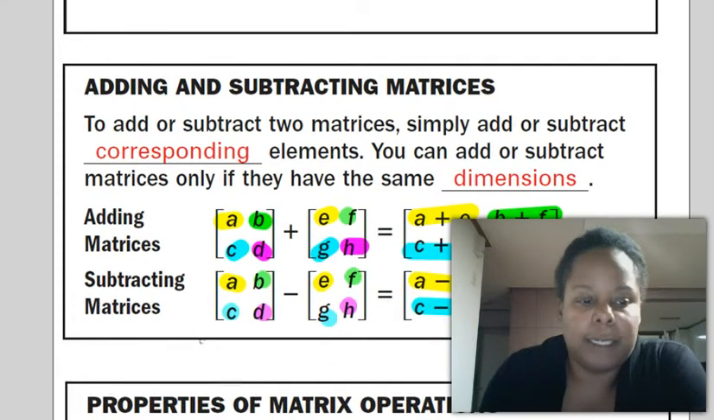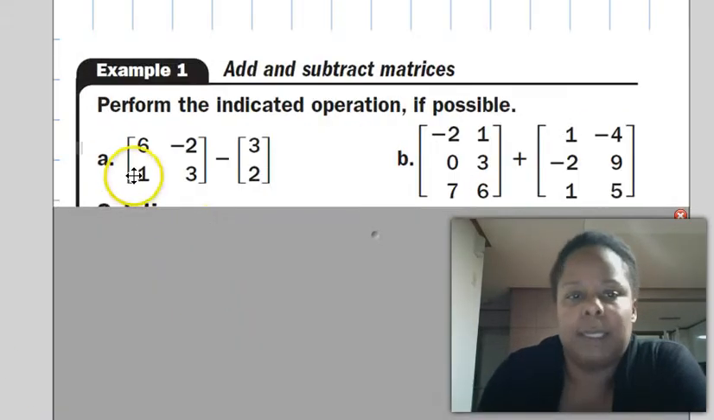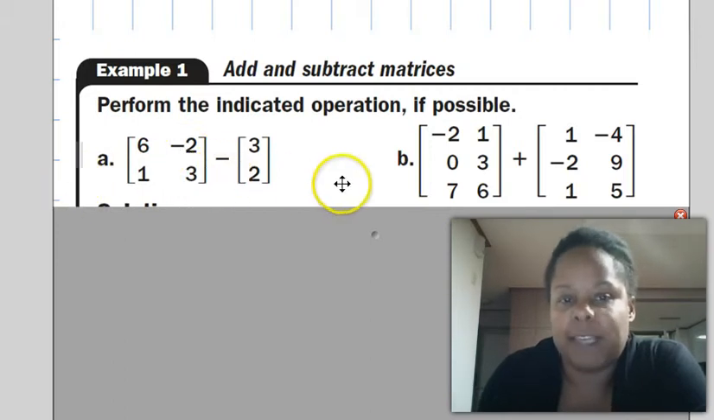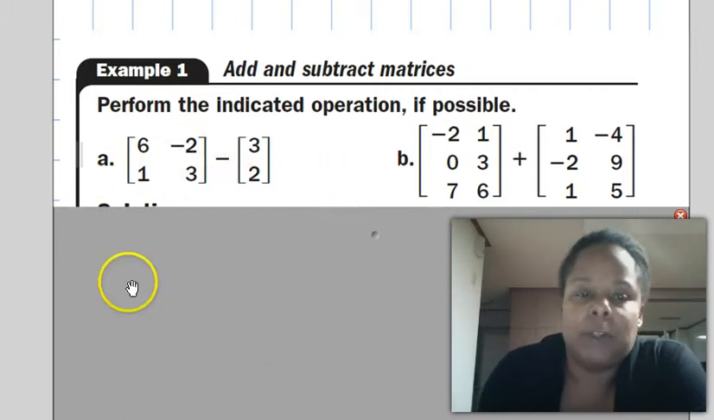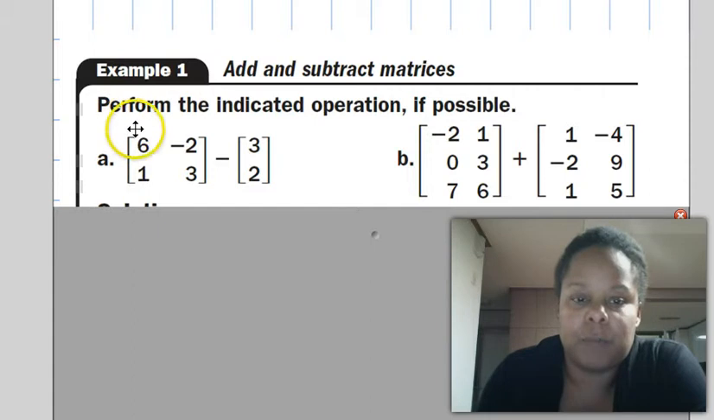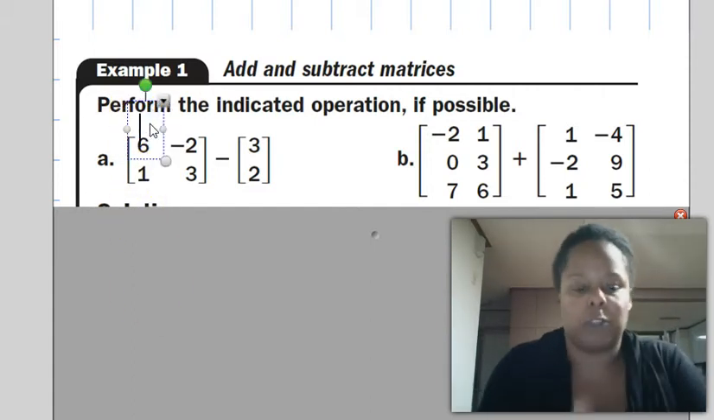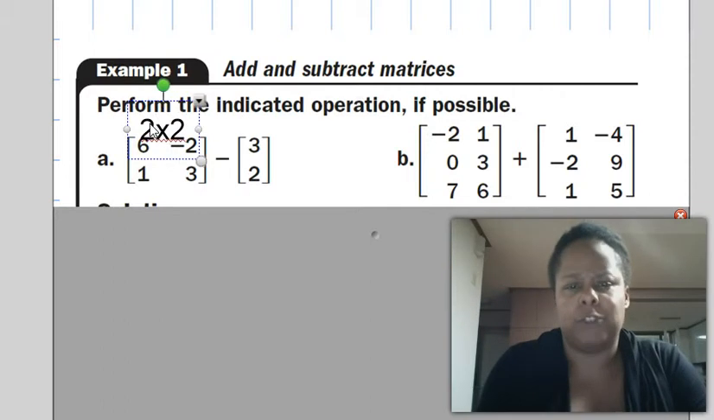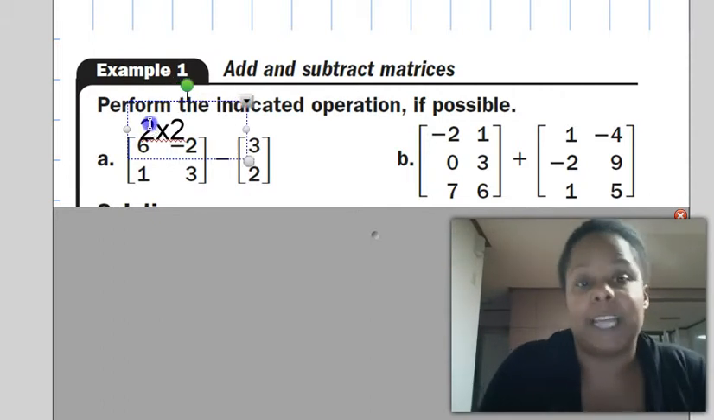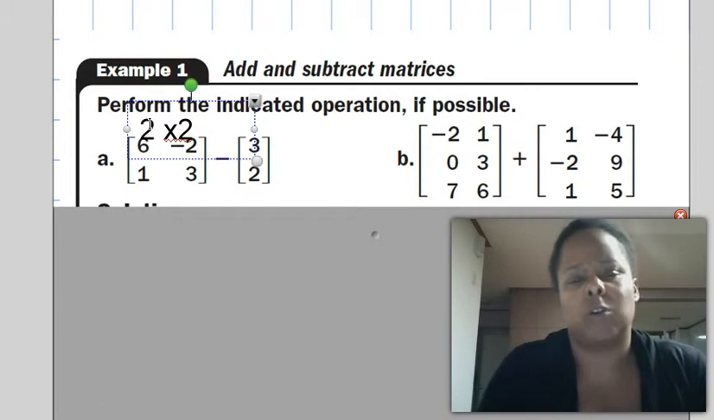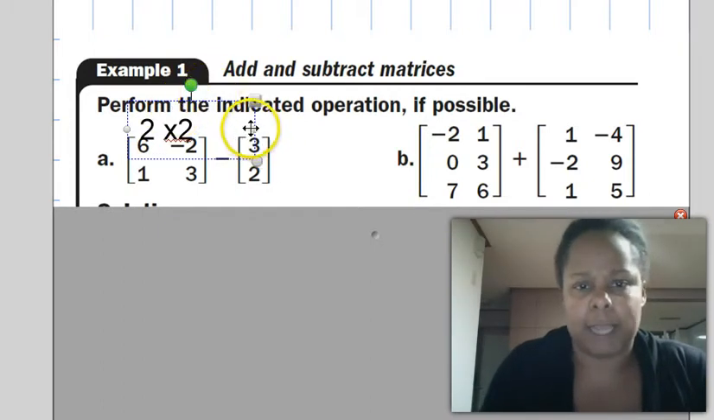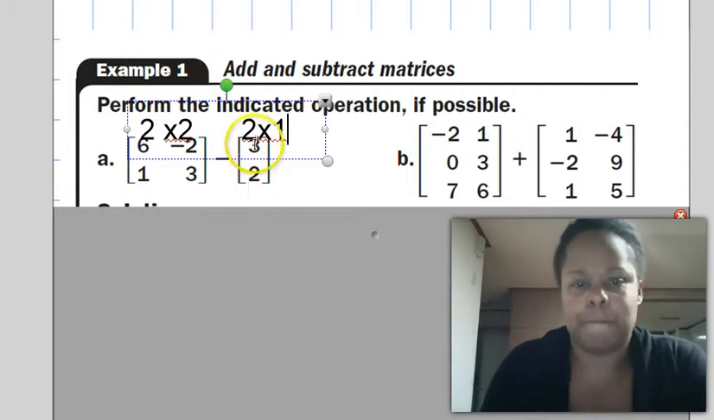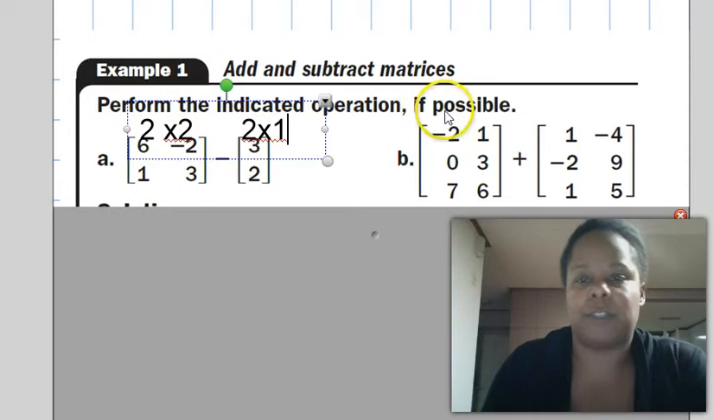So let's take a look at an example. In this case, it asks us to subtract these two matrices, but you notice we can't subtract them because they have different dimensions. This matrix has 2 rows and 2 columns, so it's a 2 by 2. And this matrix has 2 rows, and it only has 1 column. So in this case, because they don't have the same dimensions, we can't do the matrix operation on them.